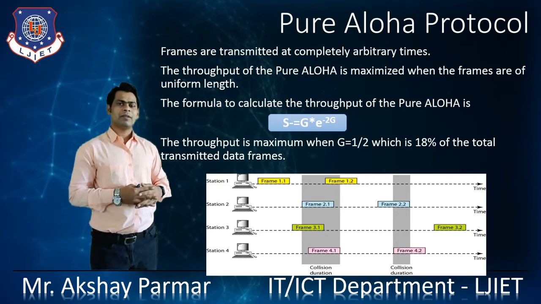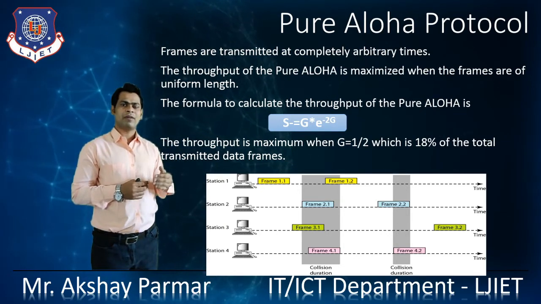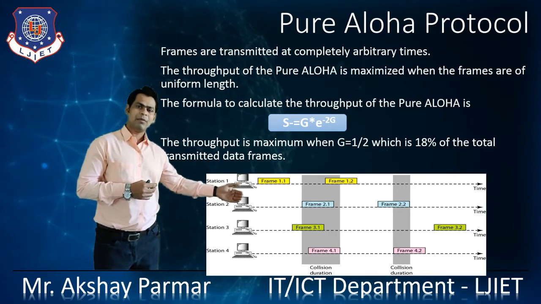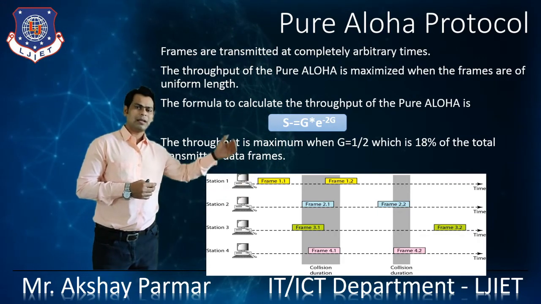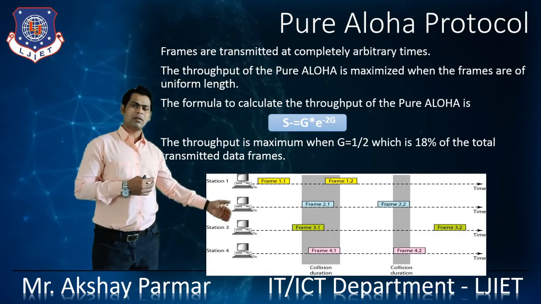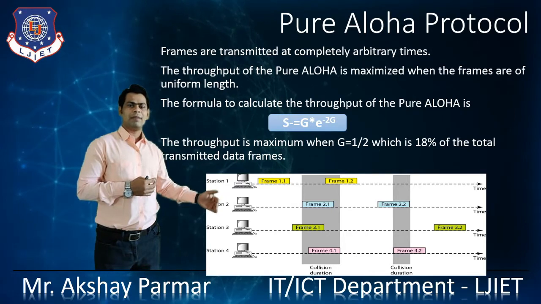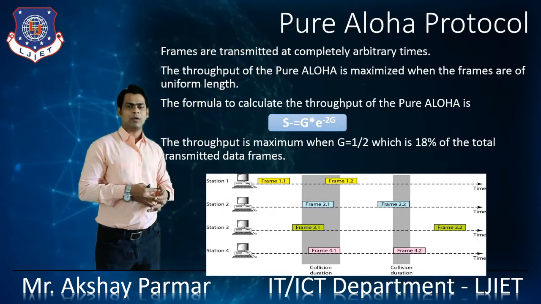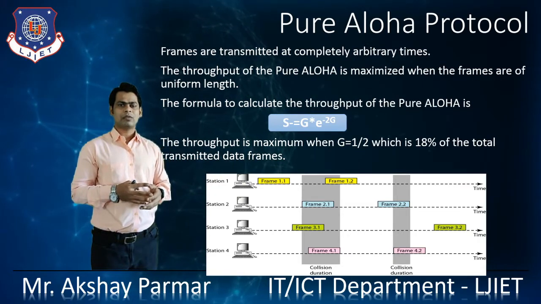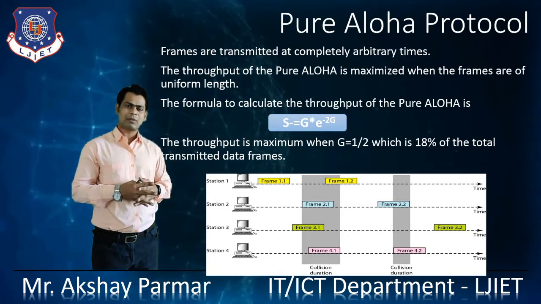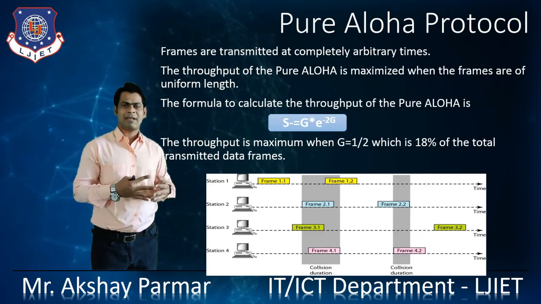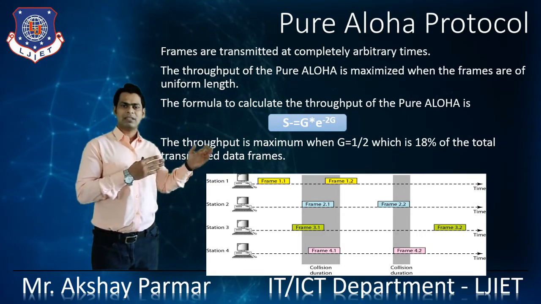In the first collision, the starting portion of frame 1.2 and the ending portion of frame 2.1 are collided. Likewise, frame 3.1 and frame 4.1 also collide, right? So here you can observe that they are collided, in the sense that in a particular time slot the frames are overlapped. So that is the collision.